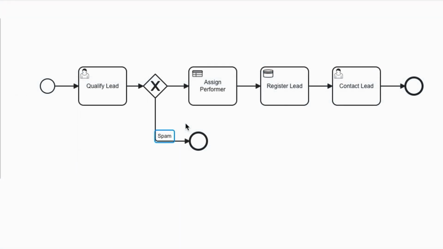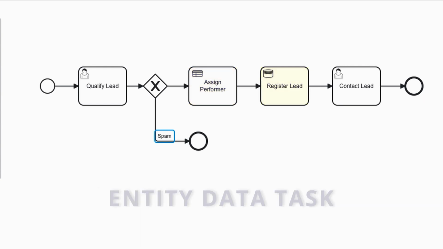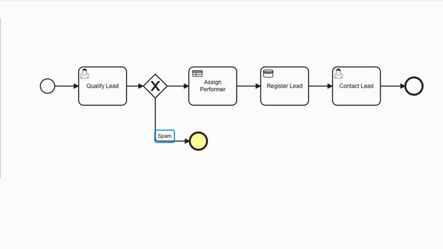Most of the time, you'll have a process diagram that you want to implement. If you're familiar with the notation, this is likely what you had in mind as we were going through the demo. Here's a user task, then a business rule task that calls the decision table, an entity data task to persist process data, and another user task. Together we followed a so-called happy path. But here's a different outcome. It takes place when a manager marks an incoming request as spam.